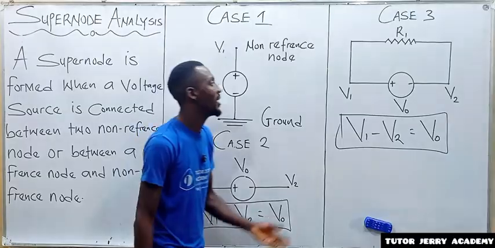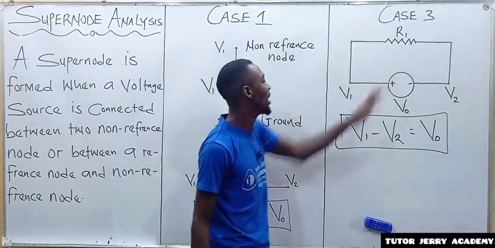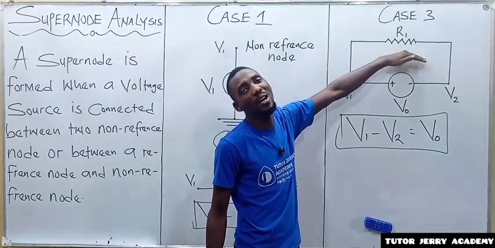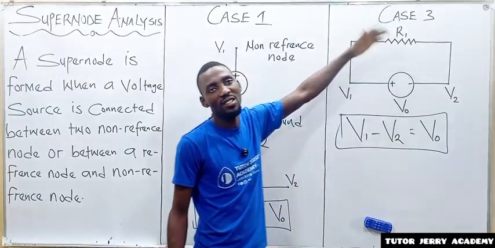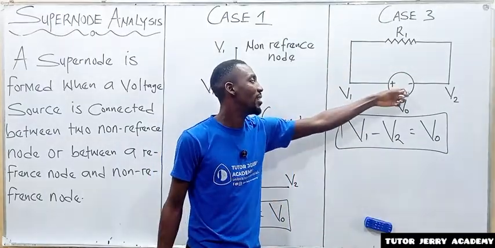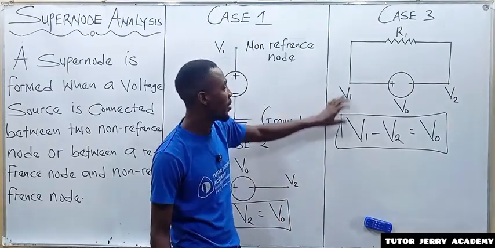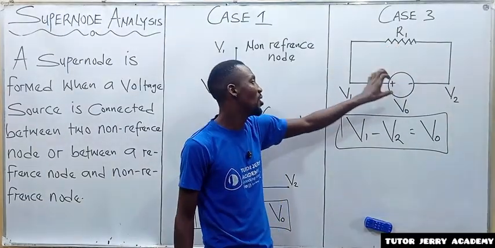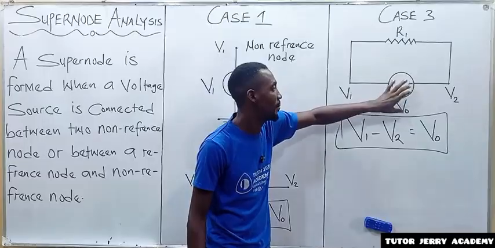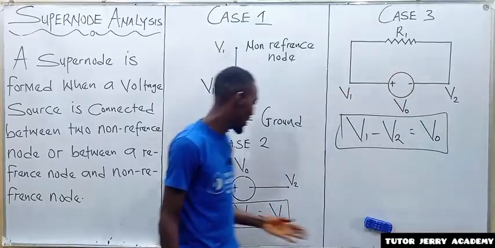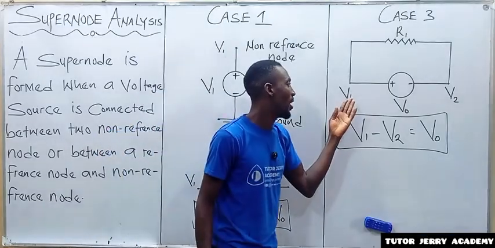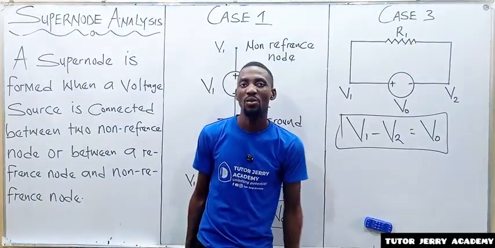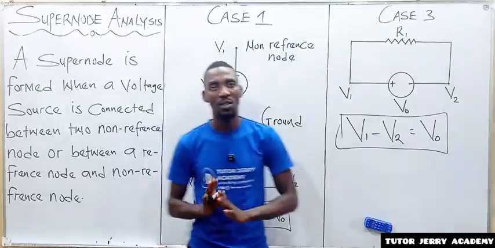Take note of that. And now when we have a resistor that is connected to this in parallel, what we do is we are going to disconnect this resistor, since it is connected in parallel to the voltage source. So we are going to treat this remaining part as case 2, which is going to be V1 minus V2 equals V naught. That is, we are going to treat it as a single node. This is just the summary of the whole stuff.